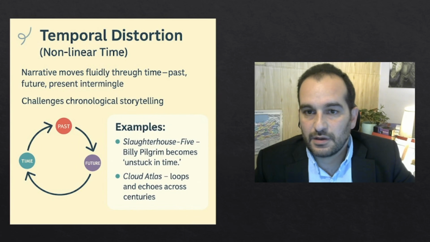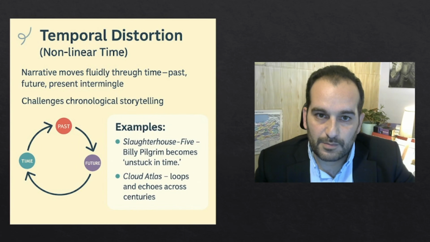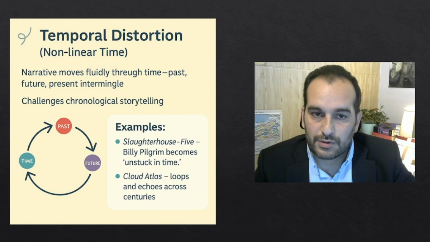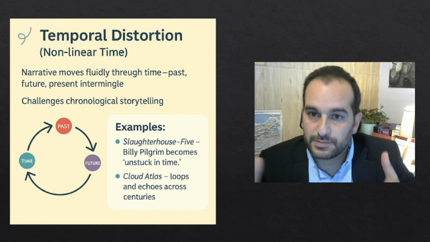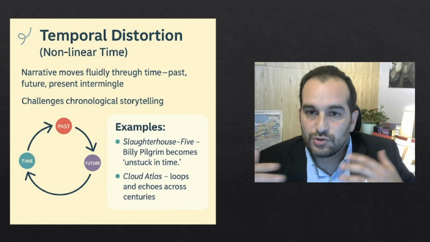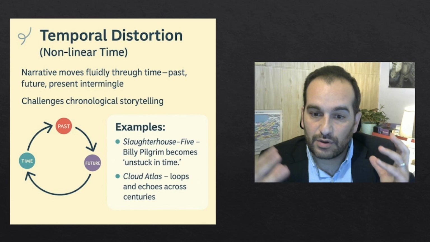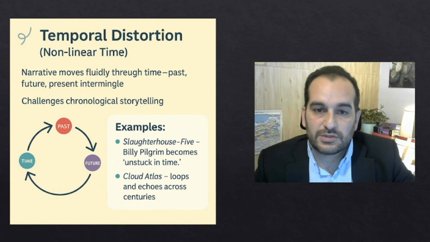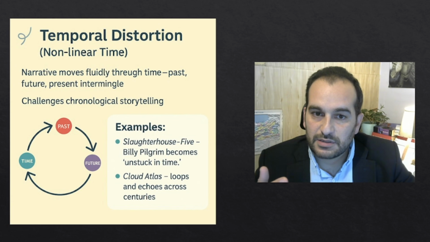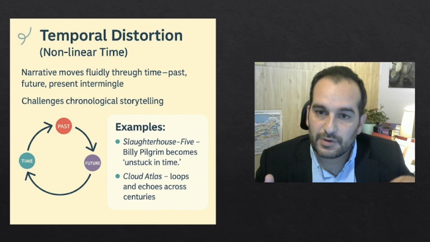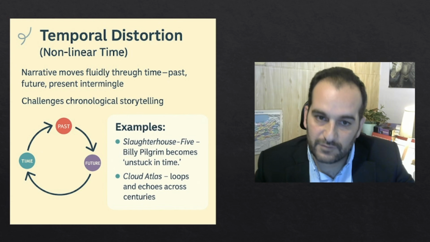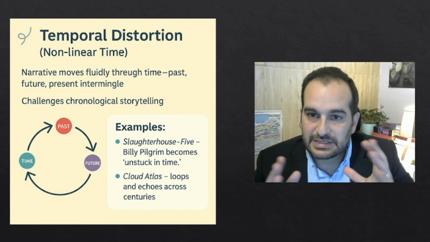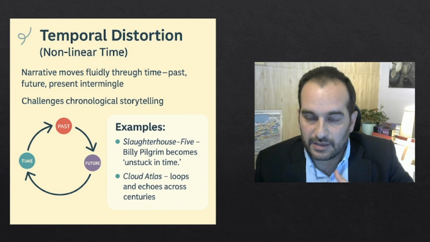The fifth element is temporal distortion or nonlinear time. Here we see stories told out of order or with disturbed timelines to reflect chaos or memory. So we see here the writer jumps from the present to the past, then suddenly back to the present or to the future. So we see non-linear timeline.